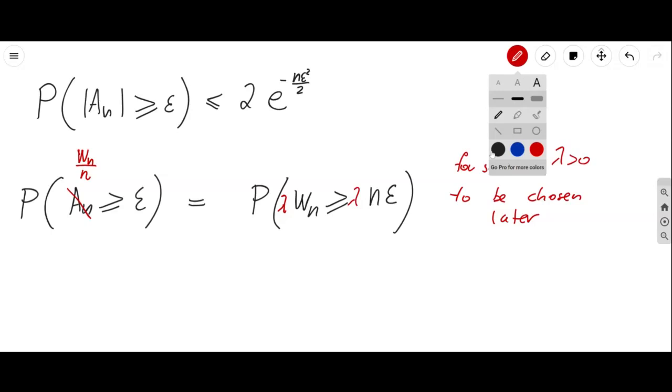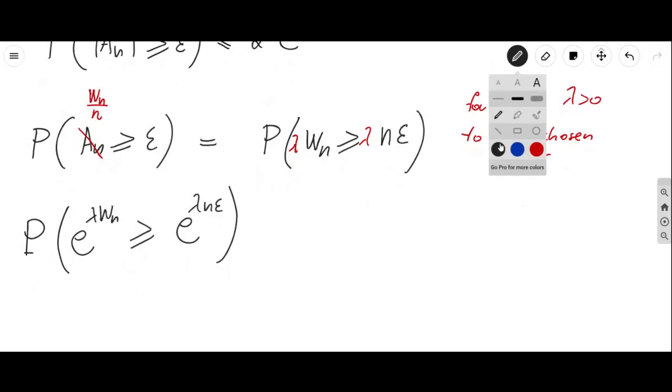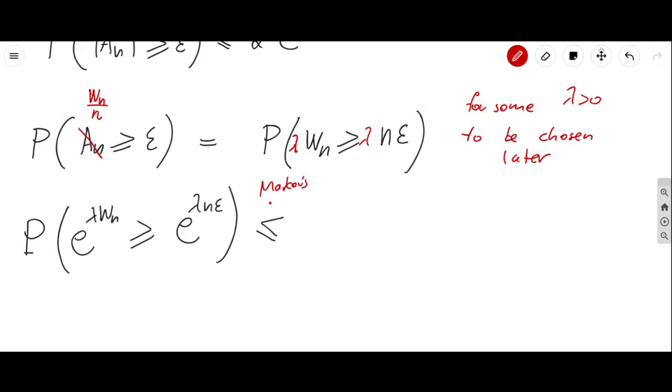And then the next thing that you do is you take the exponent of both sides. So then you will have that the probability of e raised to the lambda W_n is greater than or equal to e to the lambda n epsilon. And now we're going to use Markov's inequality that we've used many times before. So this is less than or equal to, and this is Markov's inequality.